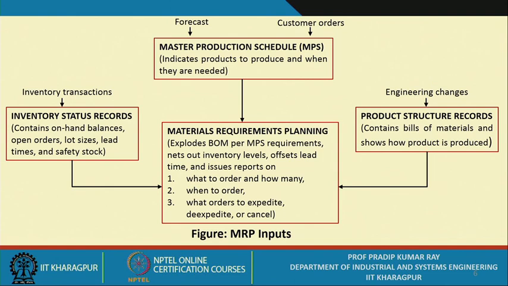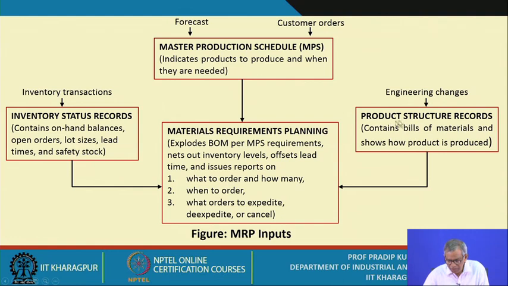these inputs are interrelated. So what are these inputs? The first one is the master production schedule or MPS. The second one is the inventory status records, and the third one is the product structure records or the bill of material.